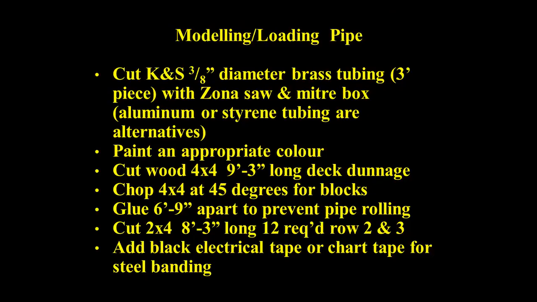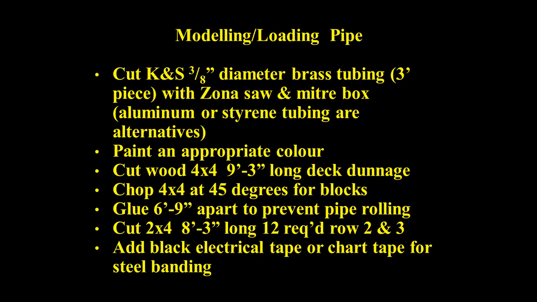I use 3/8 diameter brass tubing and cut it with a Zona saw in a miter box. You could use aluminum or styrene tubing as well. If you use styrene tubing, just be aware that sometimes the wall thickness of the tubing is a little bit out of scale, and you might want to take a number 11 X-Acto blade and run it around the inside of the tube just to thin out the wall thickness. Paint it an appropriate color. It could be rusty, it could be painted to prevent corrosion.